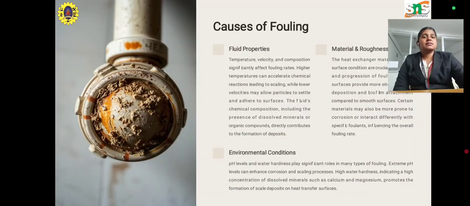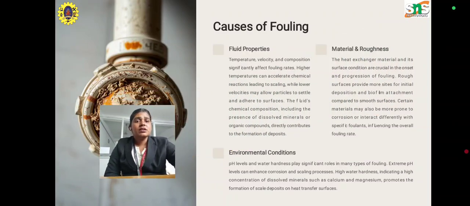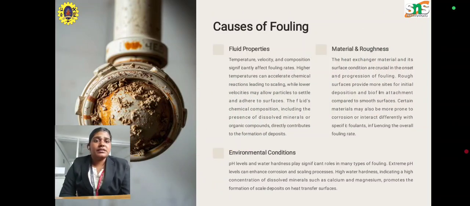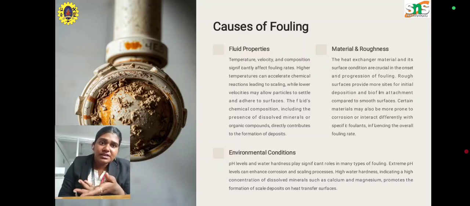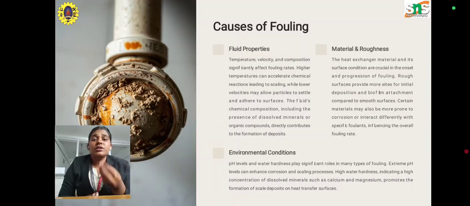So next we shall see about what causes the fouling. The fluid properties, the material and roughness, and also the environmental conditions. So fluid property means temperature, velocity, and composition of the liquid, which can greatly alter the heat transfer. That is, if there is more fouling, it requires more temperature transfer through the material.